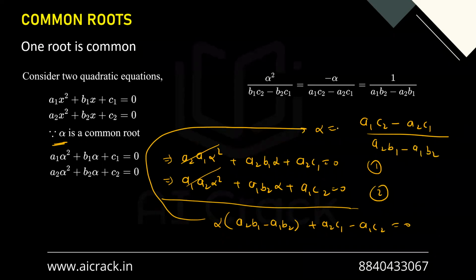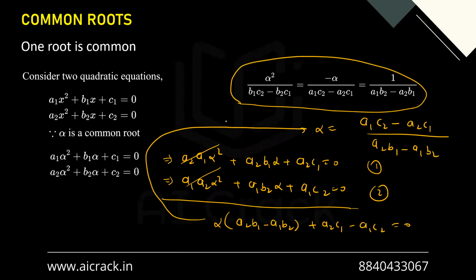Now similarly you can find the value of alpha square by eliminating alpha. In that case, we'll be multiplying b2 in the first equation, and in the second equation we'll be multiplying b1. After that we can subtract and we'll find the value. So why are we studying that? This is the basic method in which we can find alpha and alpha square. But we don't really have to do this in every single question with one common root. We just have to remember this condition, and there's a trick to remember it. So let's look at this one.